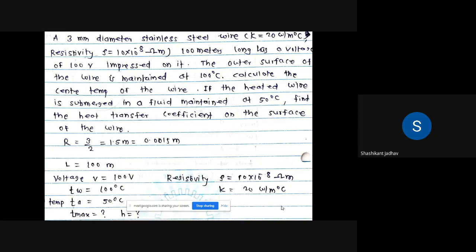Resistivity rho is equal to 10 into 10 raised to minus 8 ohm meter, bracket complete. 100 meters long.